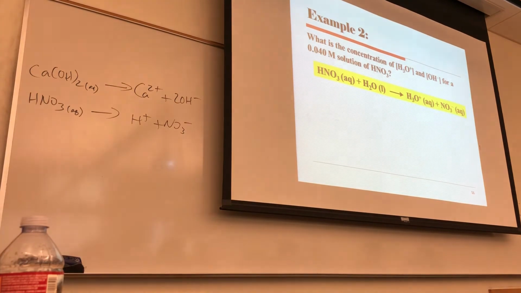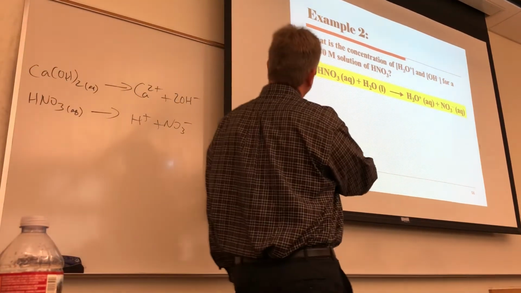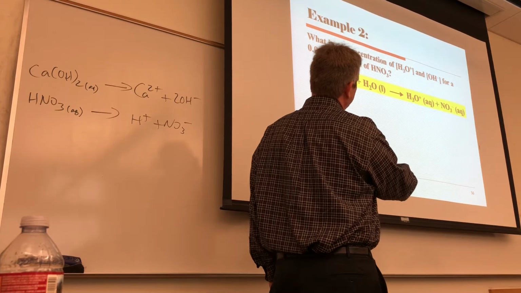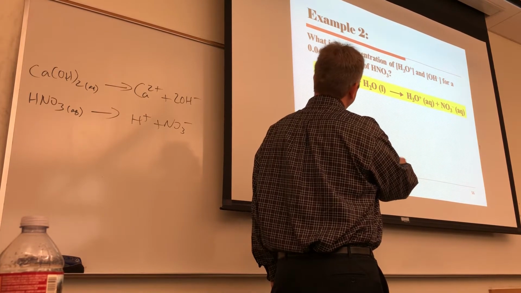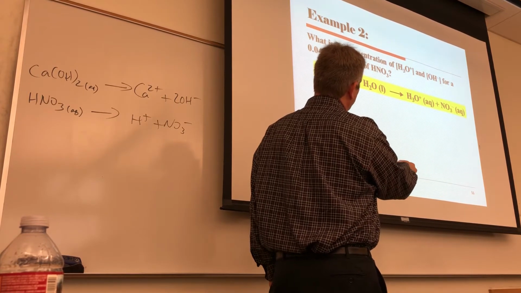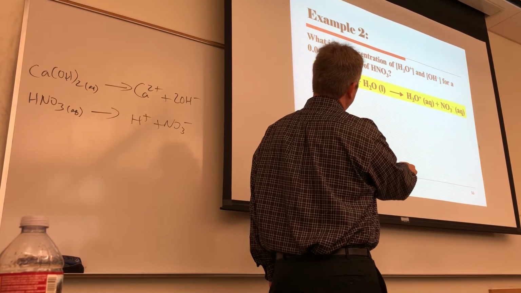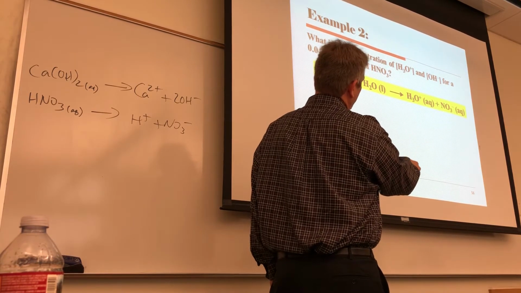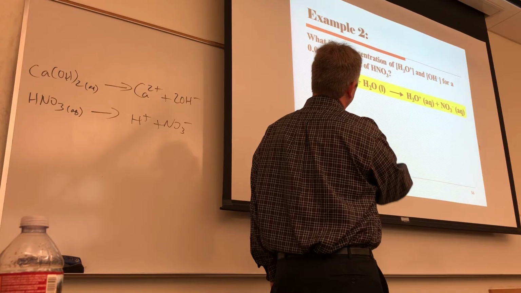Now, I have 0.04 molar here. Since this is strong, it goes all the way to completion. What do I have for concentration here and here? One to one, so what do I have here? 0.04 molar. And what about here? 0.04 molar. I care about this one, so I have 0.040 molar.